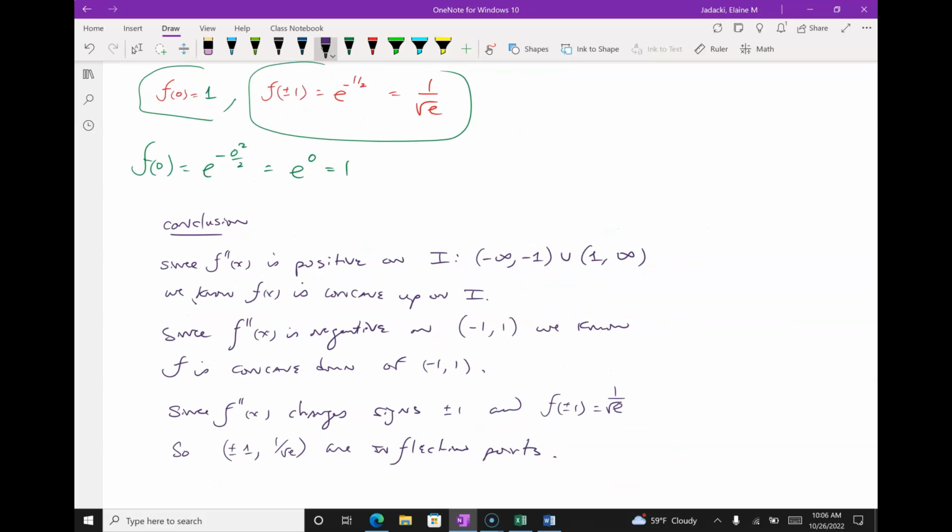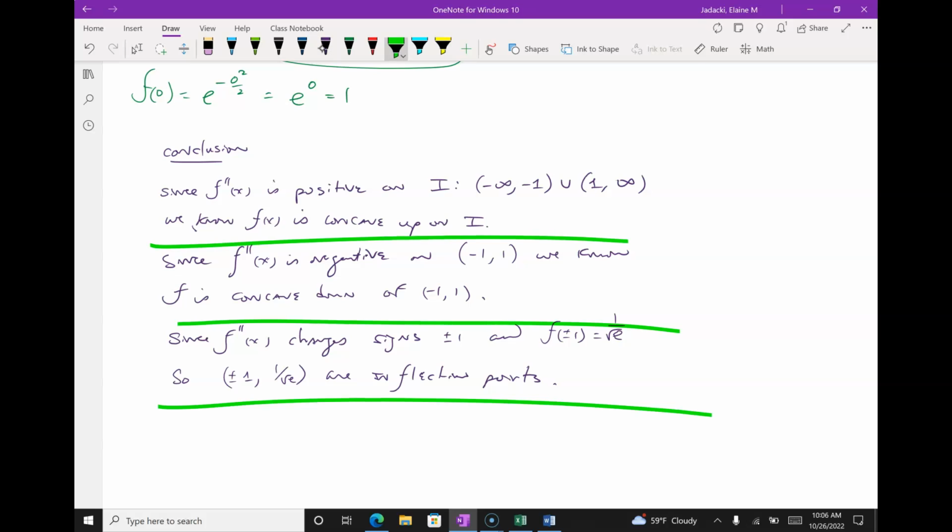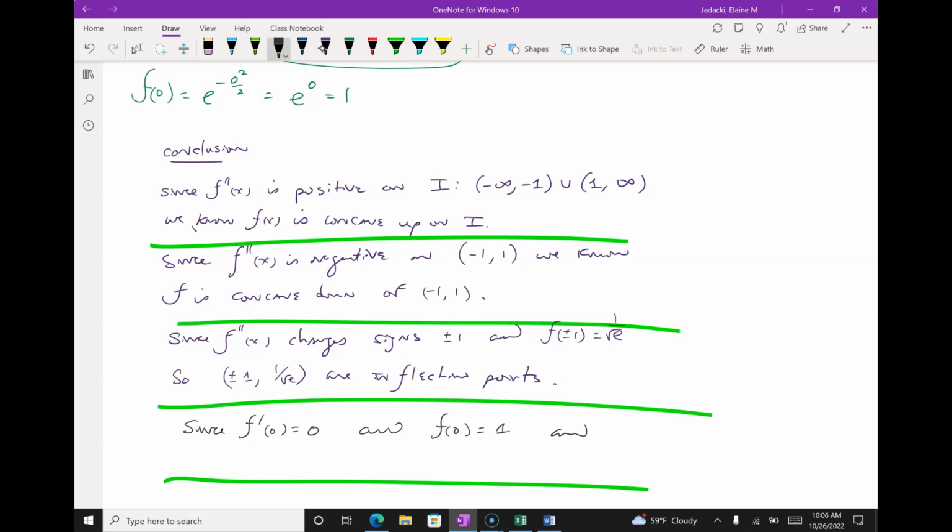Almost done. One more. Since f prime of 0 equals 0, and f of 0 equals 1, and f double prime of 0 is negative, zero comma one is a local max.